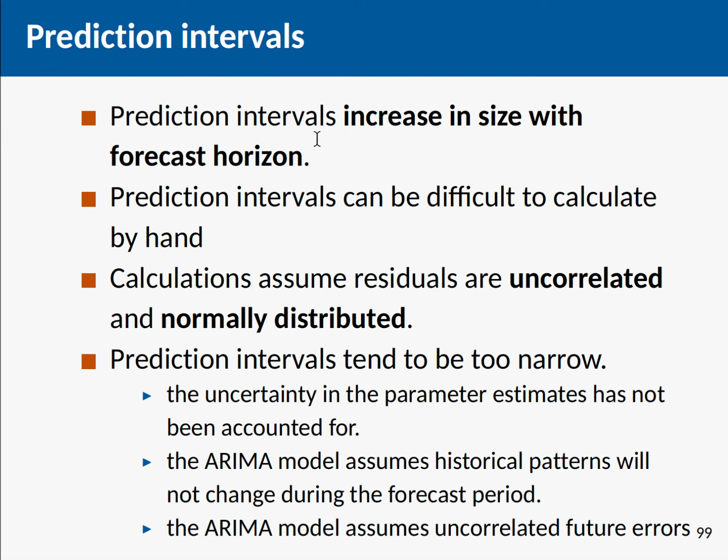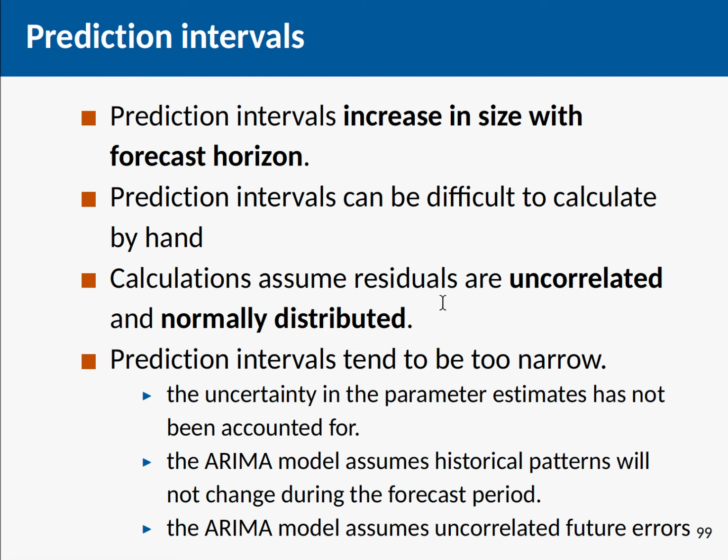The prediction intervals always increase in size with the forecast horizon. So the further you want to forecast in the future, the prediction intervals would keep rising. So if you want to forecast 10 periods, 10 years ahead, those prediction intervals would actually look a lot larger than if you were just forecasting 2 years ahead, for example. So prediction intervals can be difficult to calculate by hand, but R does that for you.